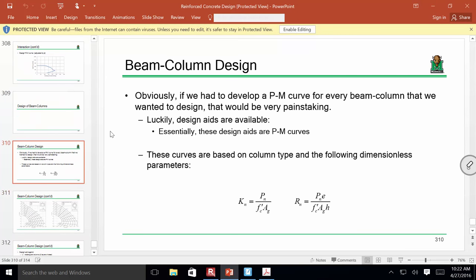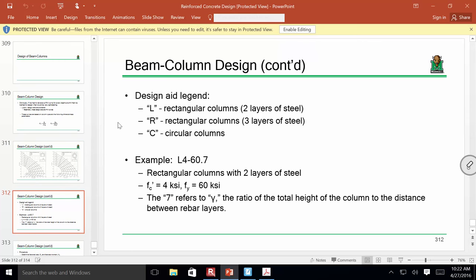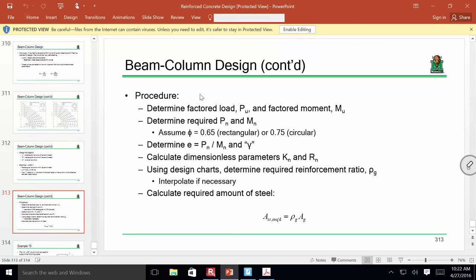So here's how we would design. We compute a KN value and an RN value, and look those up on the respective plots. So determine your factored load, and determine Pn and Mn. When you're in design mode, most of the range of a beam column is in the 0.65 range for phi. So we'll make an assumption right at the beginning that phi is 0.65 for rectangular columns, or if you're doing circular, 0.75.